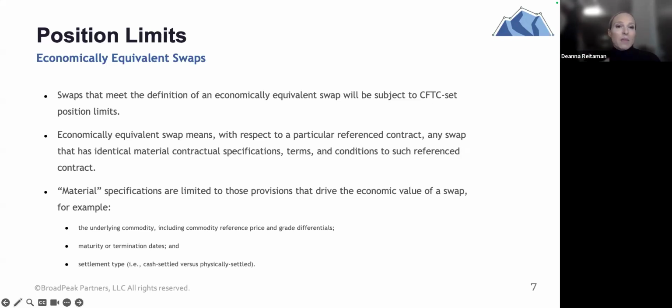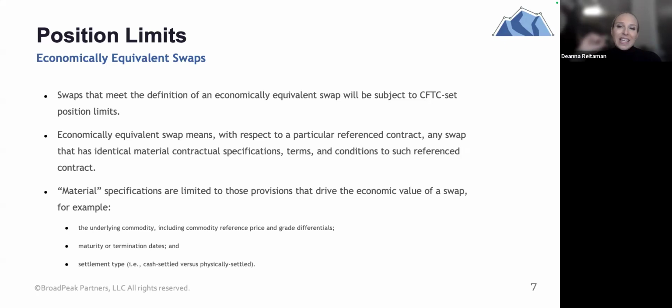And if you have one of these economically equivalent swaps, they need to also be rolled up into your position in order for you to determine whether you have met or have exceeded the position limit. Now, the material contract specifications don't include things like lot size, because you know lot size is very different in all swaps, delivery date, and things like that, right?